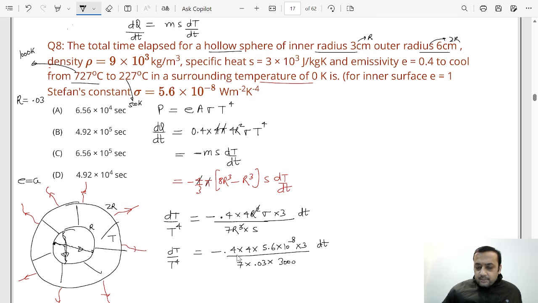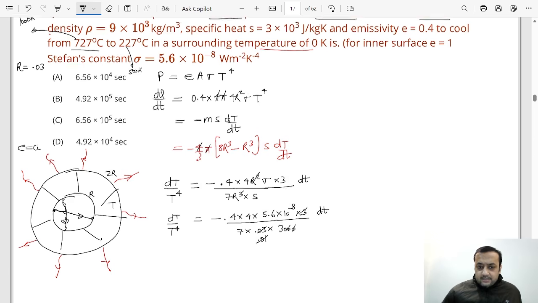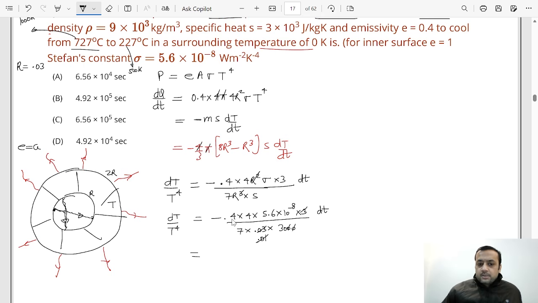One more thing, if you see this 3, you can make it 0.01, and 0.01 you can further cancel by cancelling 2 zeros. So effectively we can say that this becomes how much? 0.4 into 4, that means 4 fours are 16. So this will become 1.6 into 5.6 into 10 to the power minus 8 divided by how much? 7 into 30, that means 210, into dt. Okay, now we can integrate. So dT upon T to the power 4. So this temperature will go from 1000 Kelvin initial value to the 500 Kelvin final value.